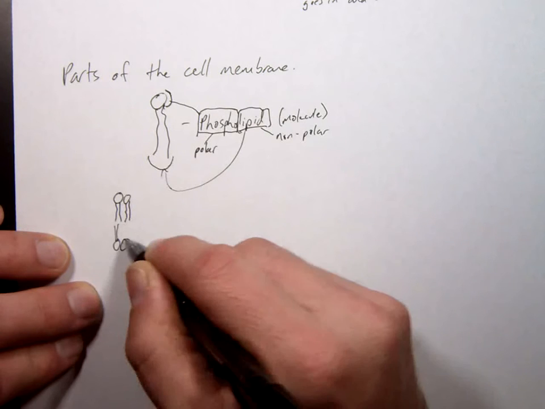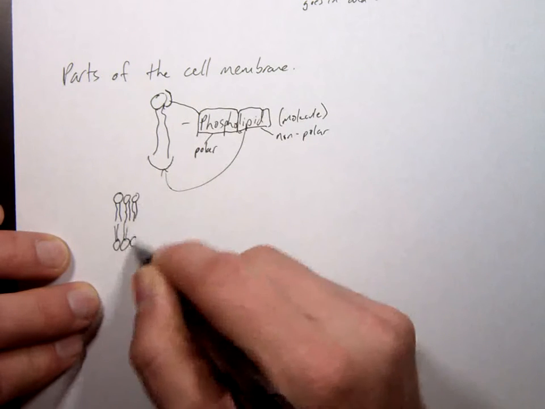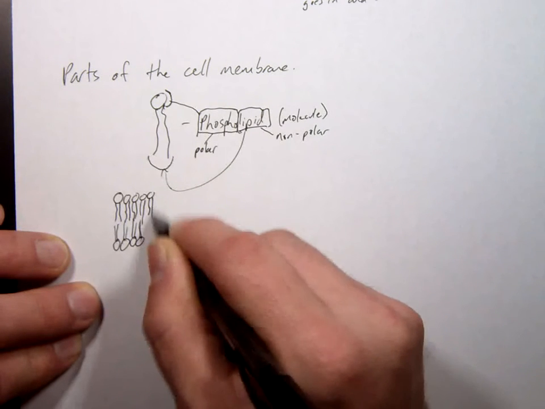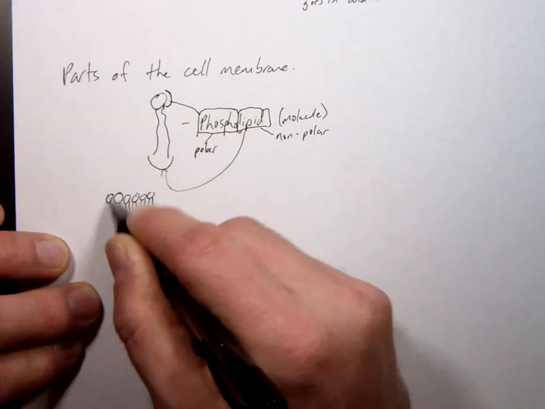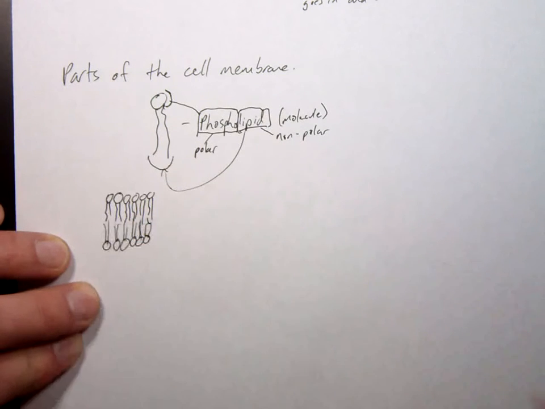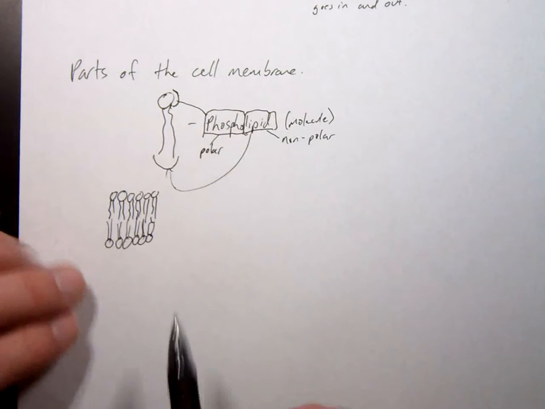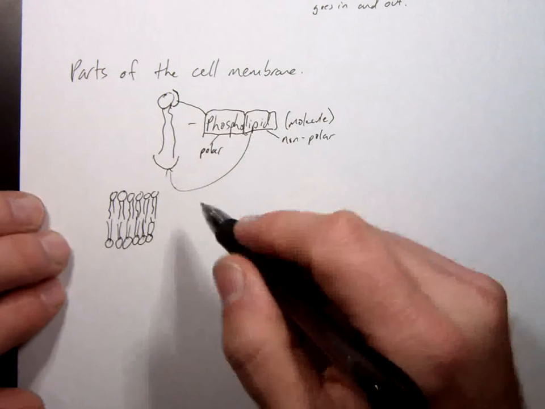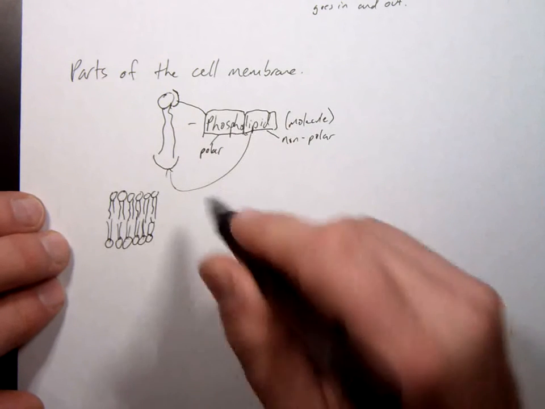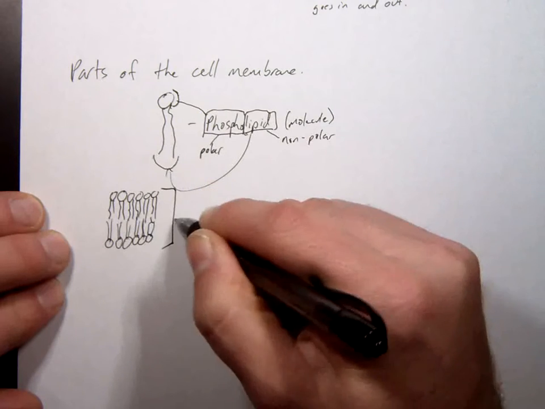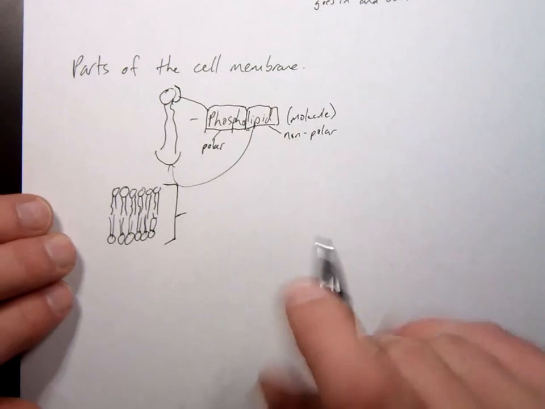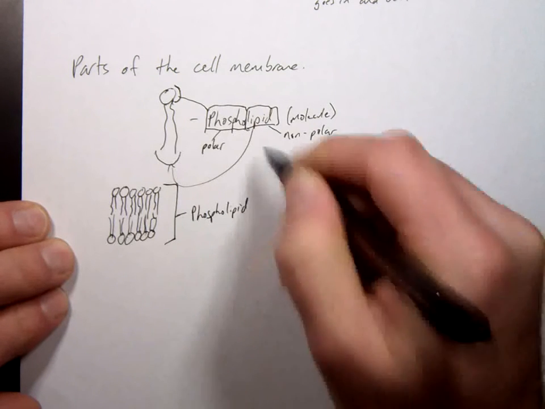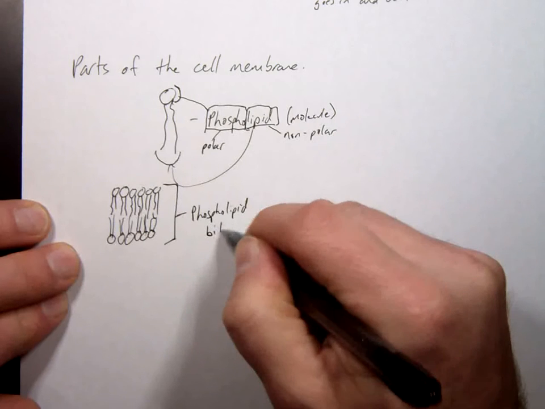Yeah. Phospholipid bilayer. Two layers going back to back. They go back to back like this. How many layers? Two layers going back to back. This is called the phospholipid because that's the molecule in there. Called a bilayer because it forms a double layer.